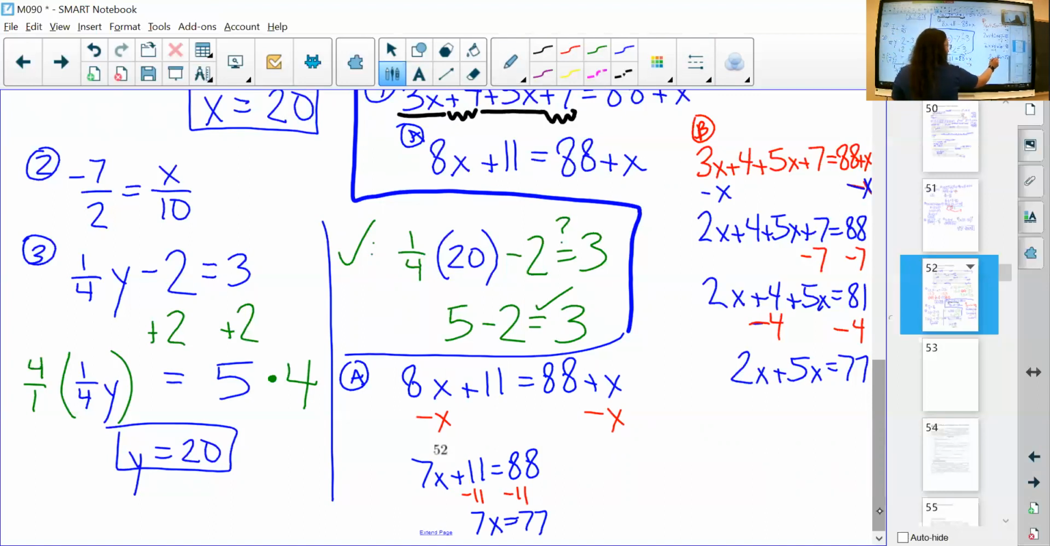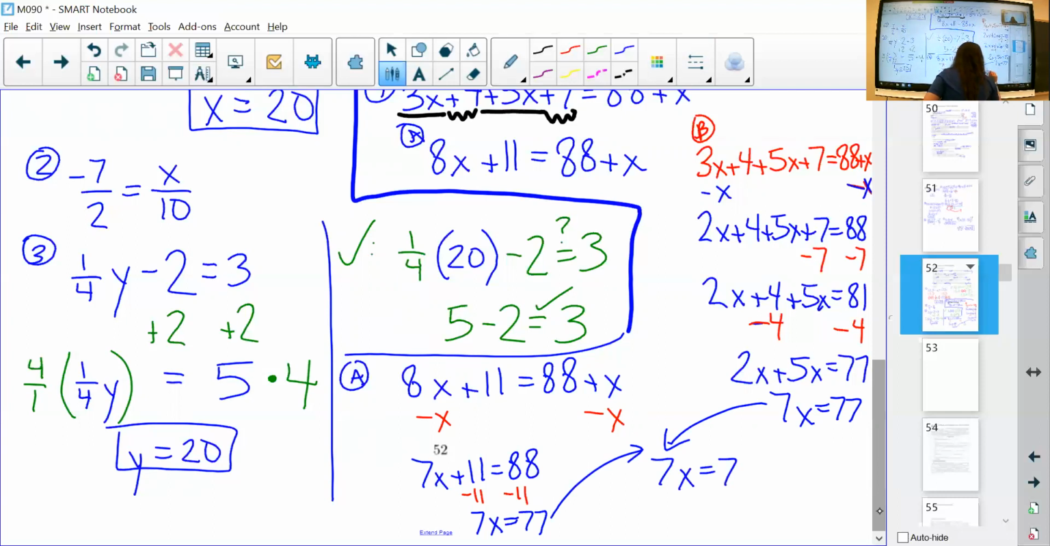Because this is about to be 7x equals 77. We've gotten to the same place through 2 very different methods. And once we have 7x equals 77, we almost have what x equals. I just have to do the opposite of multiplying by 7. I have to divide by 7. And I get x equals 11.